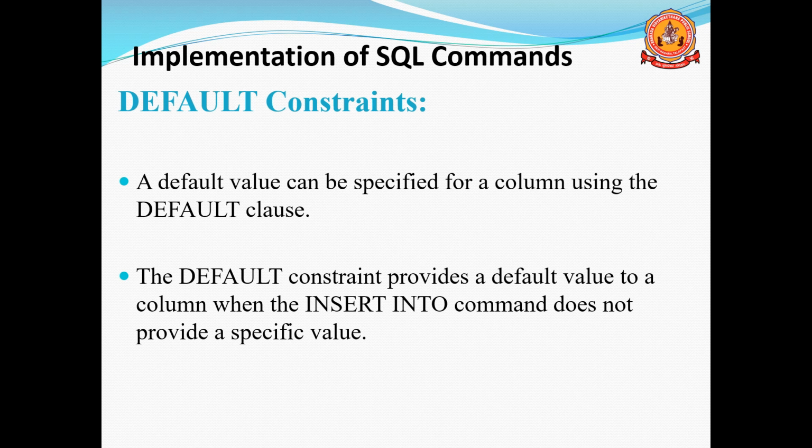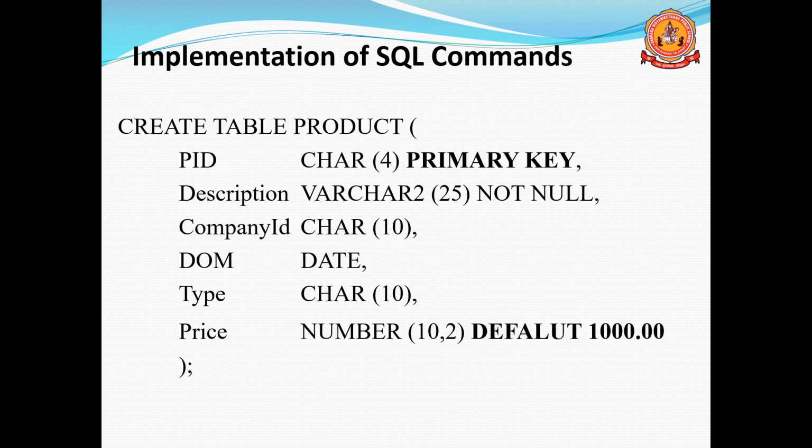Whenever you are going to insert the data, at that time, if you are not providing any specific values to a column, or we can say the row, you can provide the data as a default value. You can provide the default data when you are going to create the table. So how can we provide the default values? Here you can see one example.